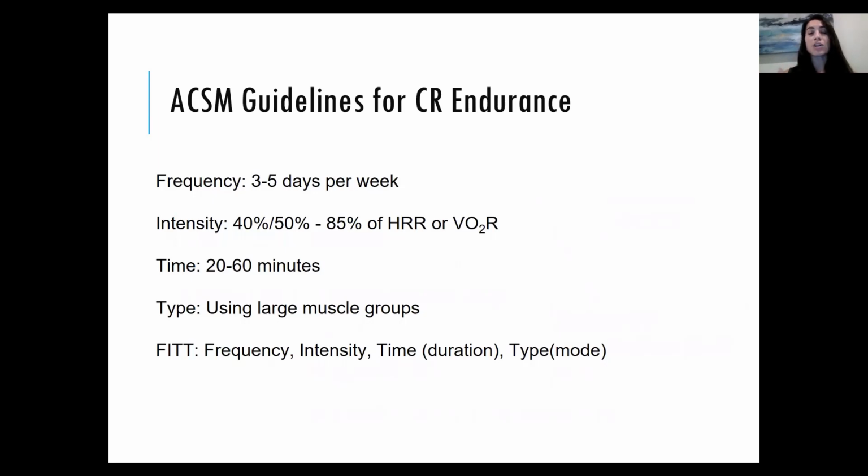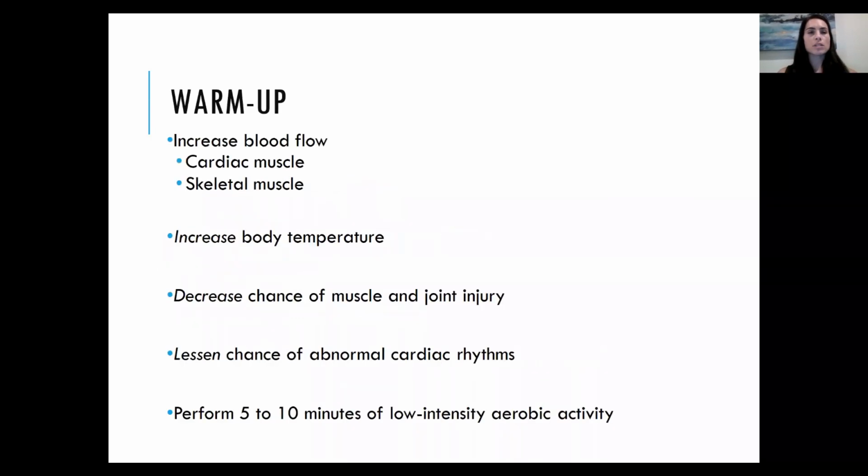And this is either as heart rate reserve or VO2 reserve, and I'm going to go over those in detail later today. Time is going to be about 20 to 60 minutes, and then type, we're going to try to use large muscle groups so that we can really engage and be metabolically active. And really most cardiovascular programming is going to use those large muscle groups. So remember that FIT principle.